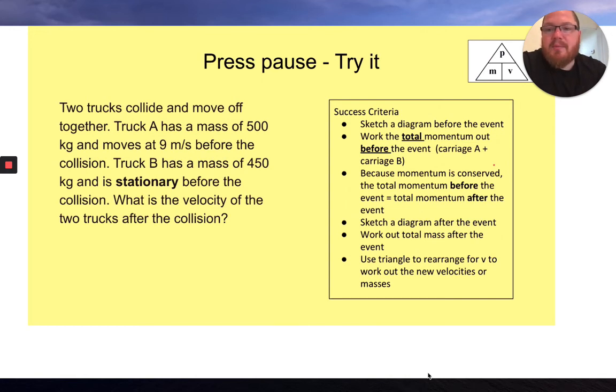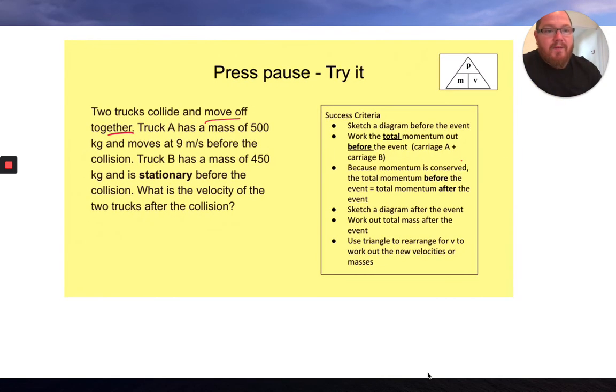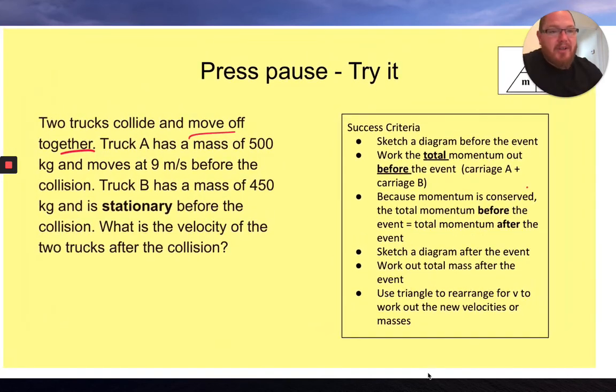Two trucks collide and move off together. We're dealing with the same thing here. Okay, they're going to move off together. So these examples are going to be exactly the same as I've been doing, just different numbers. Have a go, press pause.